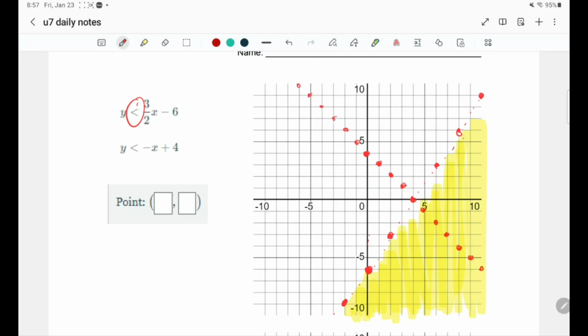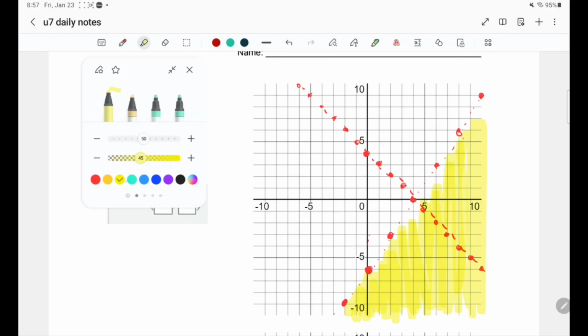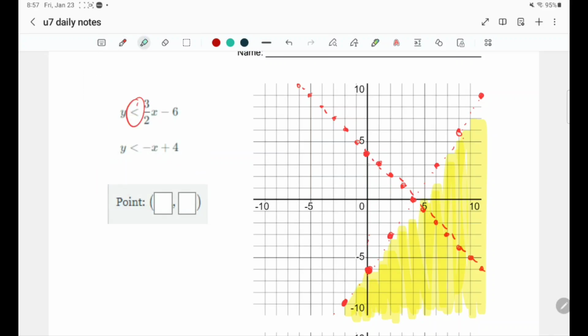All right. Again, it's a less than, so dotted lines. And I'm going to shade below, so I'm going to change to blue. And below my y-axis right there is all of this stuff.